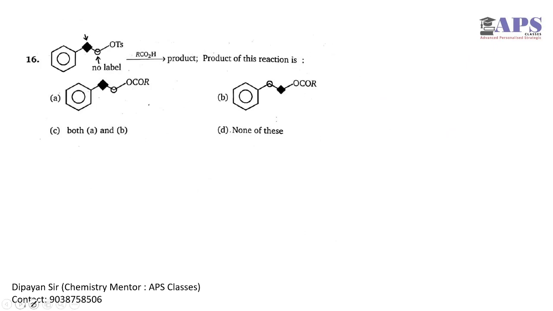Okay, so this is a very interesting topic, which is NGP of phenyl, neighboring group participation of the phenyl ring. Let me explain this first and then I will come to this question. So if we have a situation like this, OTS is a very good leaving group.